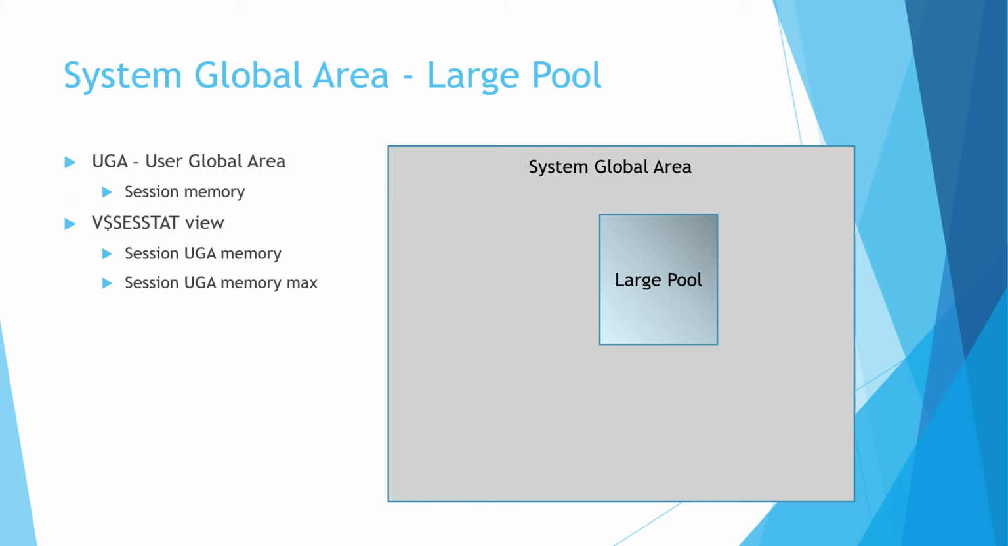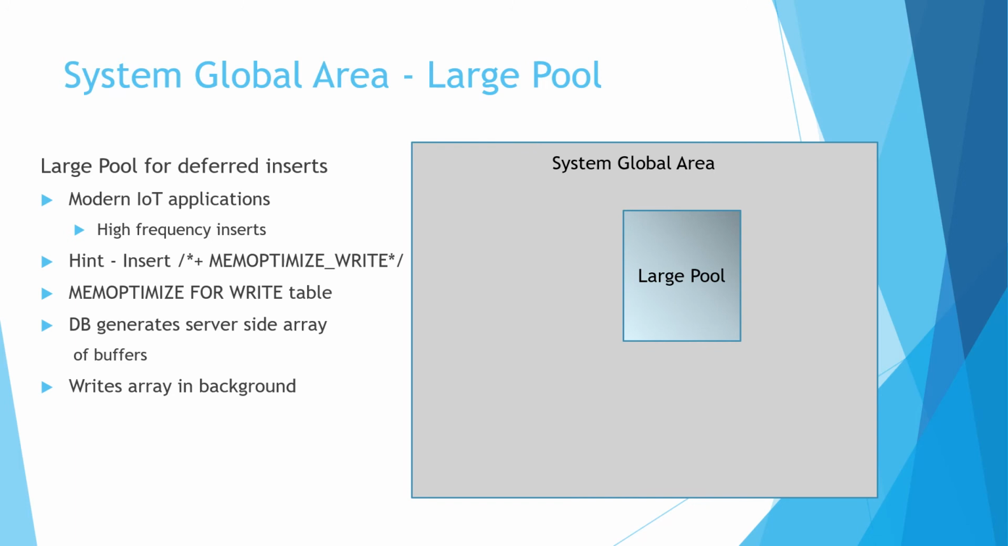The V$SESSTAT view contains information about the user's session memory. The statistic session UGA memory shows the amount of UGA bytes allocated to the session. The session UGA memory max shows the maximum amount of memory in bytes ever allocated to the session. The database allocates buffers for deferred inserts from the large pool.